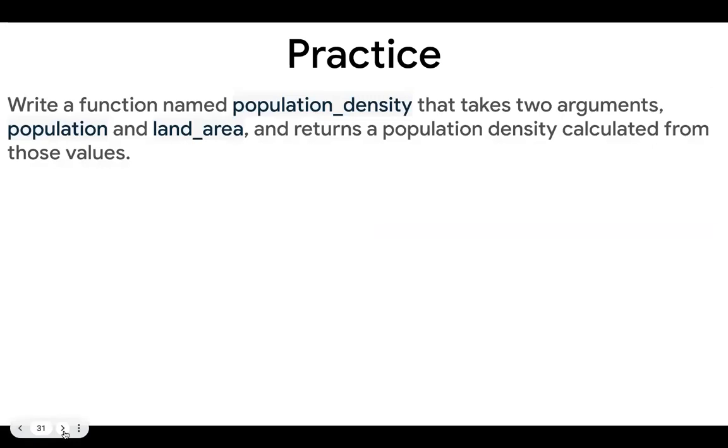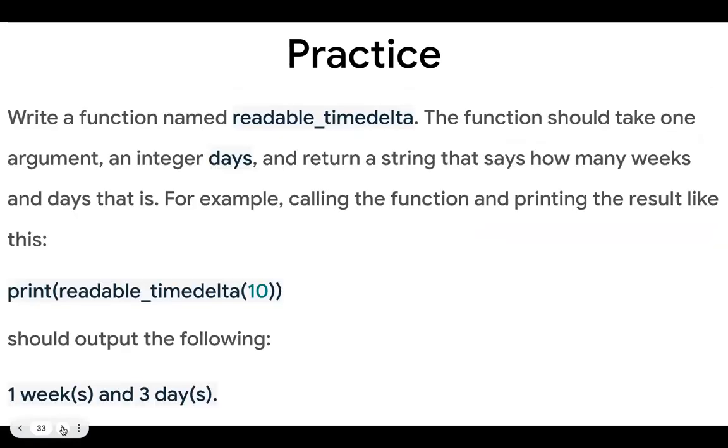Okay, let's do practice. I think let's do this practice. It's shorter. We need to write a function named readable time delta, and this function should take one argument. Sorry, when I say parameter, it actually means argument. I just forgot this word, argument, an integer days.